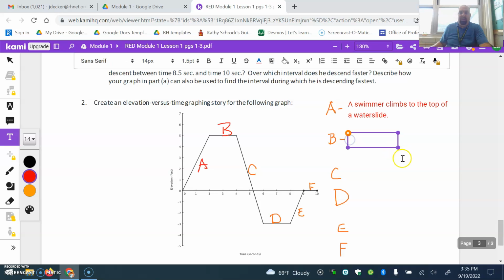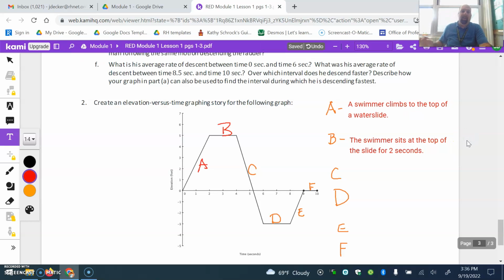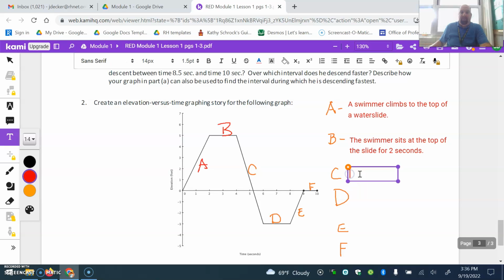So next up, B, the swimmer, I'm going to actually be a little specific here, sits at the top of the slide for 2 seconds. Sometimes, especially at a water park, you can't just go right away. You've got to sit at the ride for a minute until they tell you it's okay for the other person to get down and get out of the way. So then obviously C is the swimmer goes down the slide into the water.